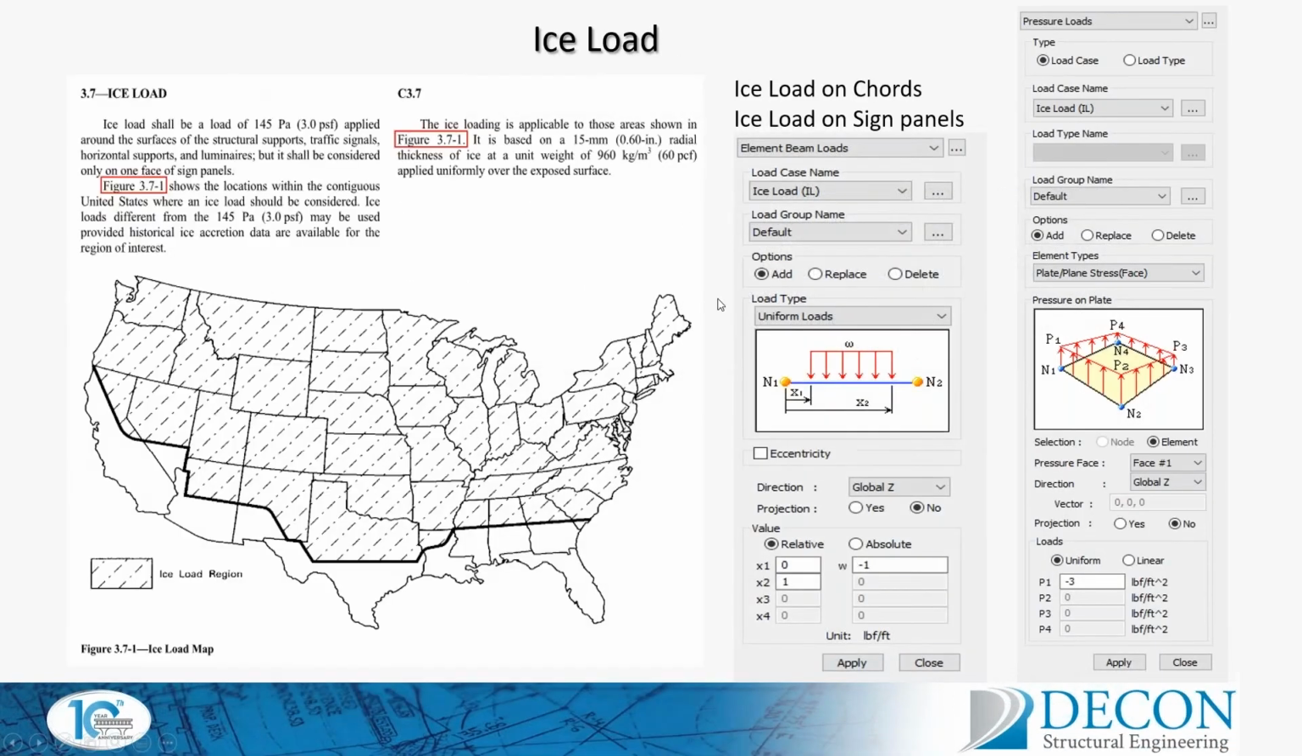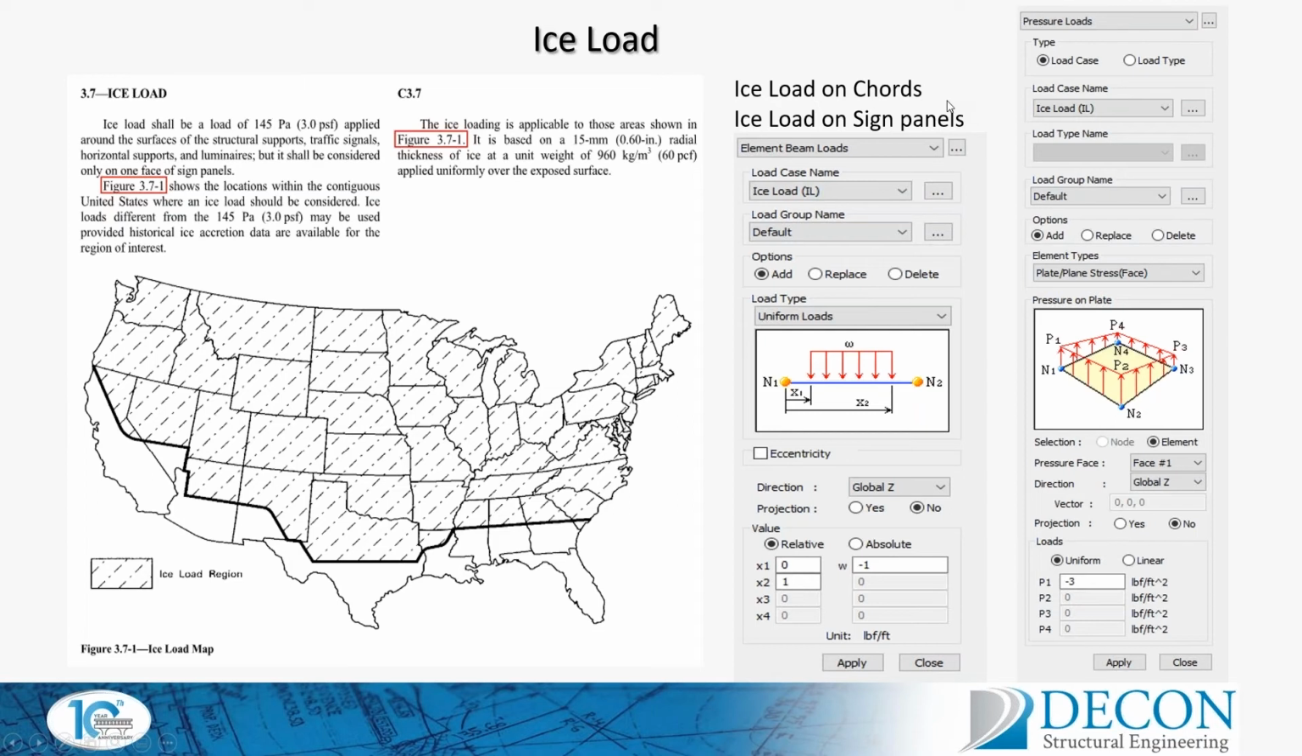The third one would be ice load. The AASHTO LTS says that 3 pounds per square foot of ice load shall be provided, shall be applied over the surface of the structural supports and all the traffic signals and horizontal supports.